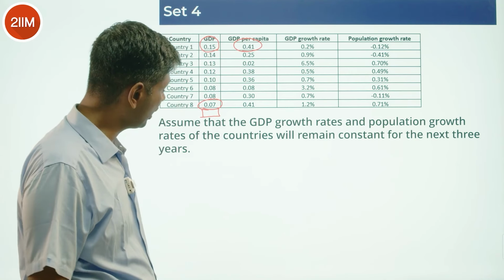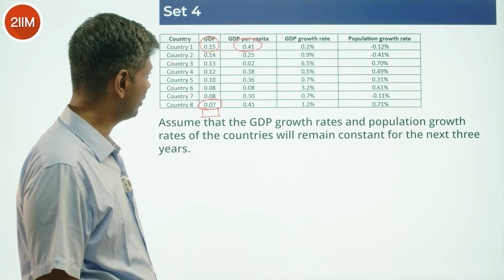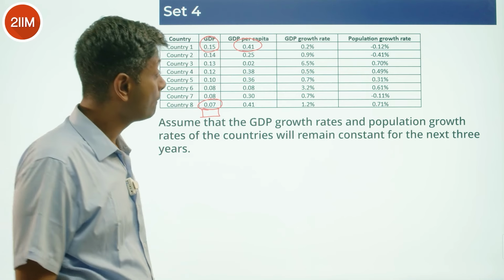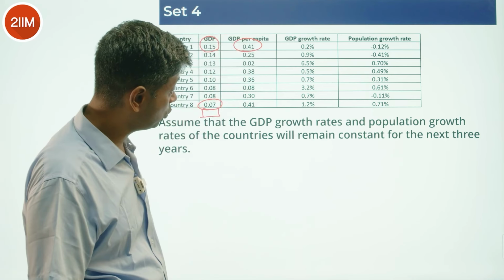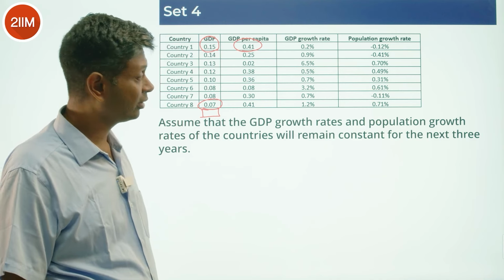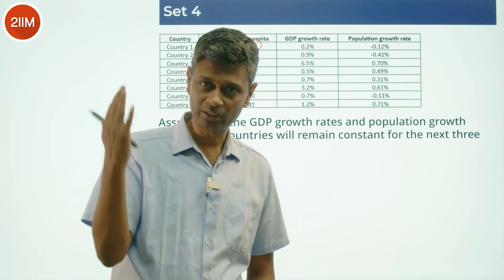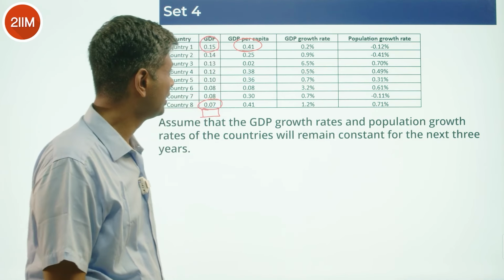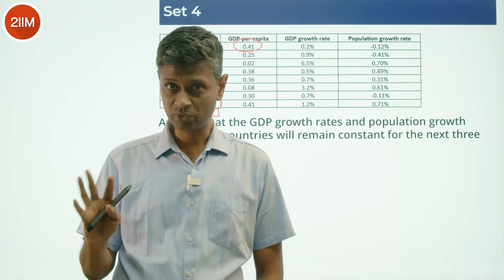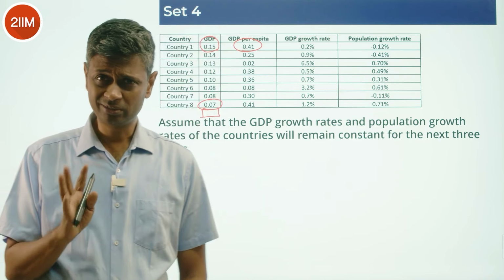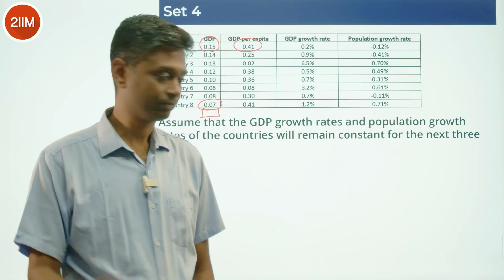Then GDP growth rate 0.2, 0.9, 6.5, 0.5, 0.7. Population growth rate minus 0.12, minus 0.11, 41, 0.7, 0.49. Some are growing, some are shrinking population wise. Interesting. I don't have a sense of what we are solving for. We'll have to see the questions for that. But this is not like a puzzle. This is like a math computation thing.